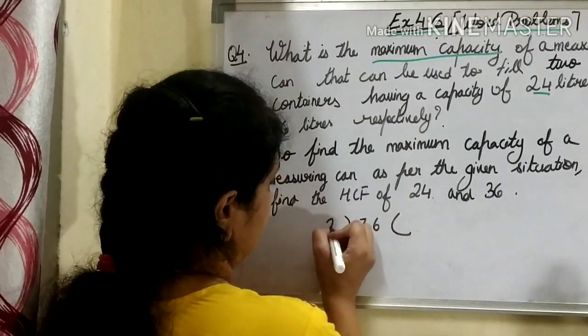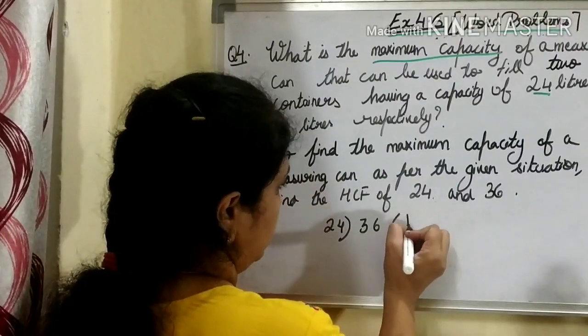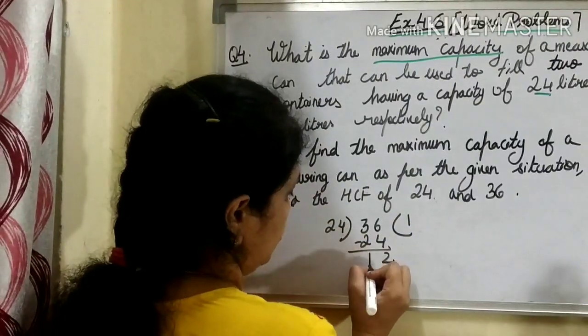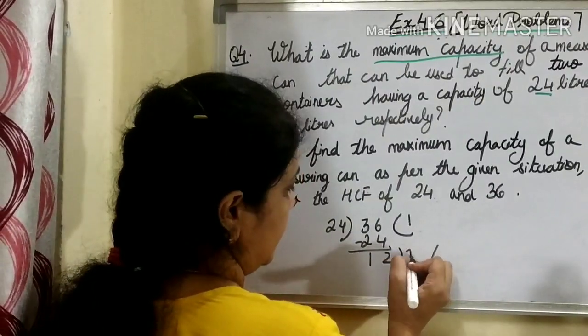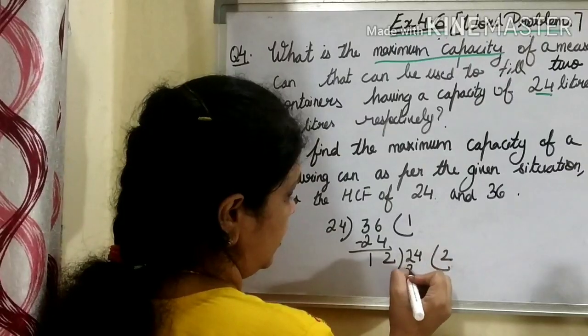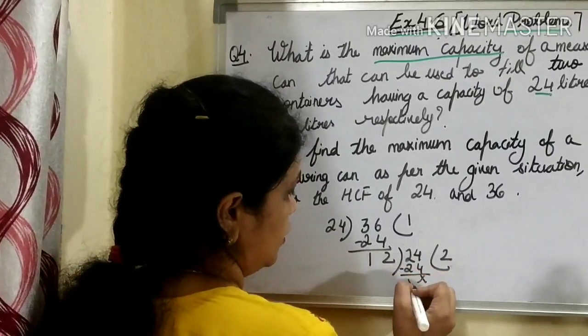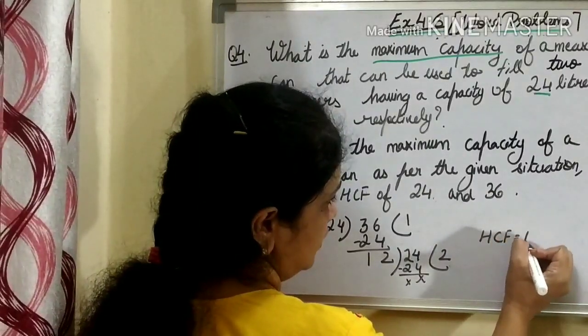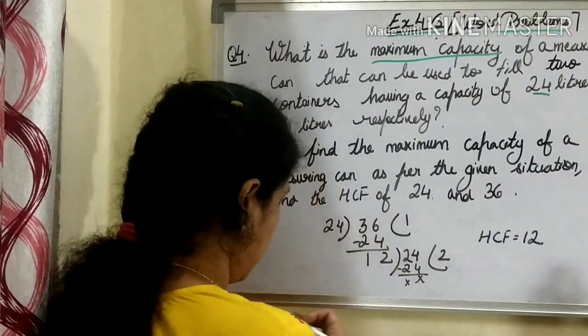Now 36, if I divide it by 24, 24 ones are 24. 6 minus 4, 2. 3 minus 2, 1. 12 I got. And again this will be the divisor, 24 will be the dividend. 12 2s are 24. Okay. So the last divisor is the HCF. So the HCF here I got as 12.